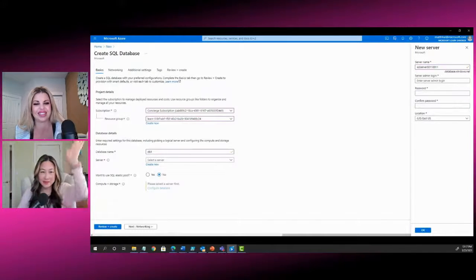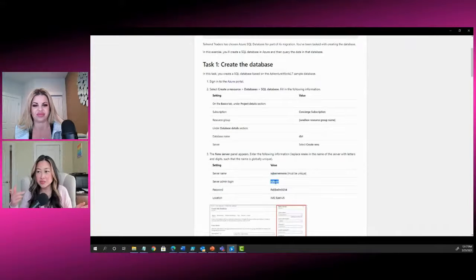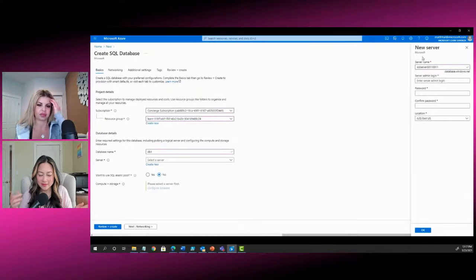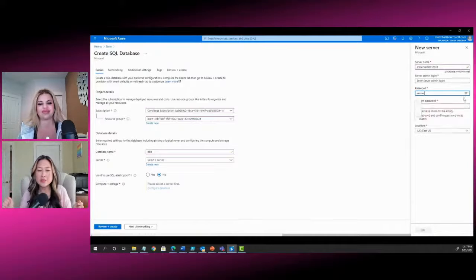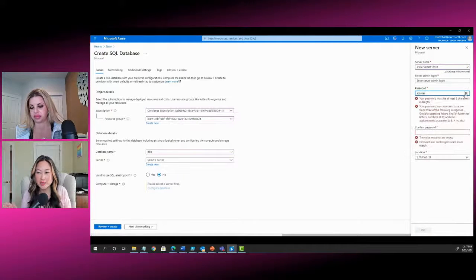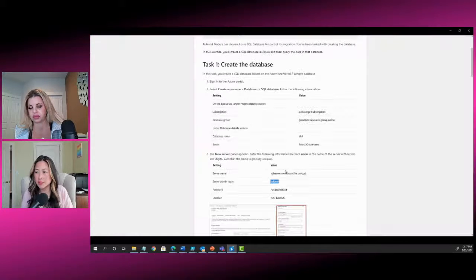But Matt's ready. Yeah, we've got a demo. So this is the SQL. This is the exercise demo that's in Learning Path 2, and it's creating a SQL database.